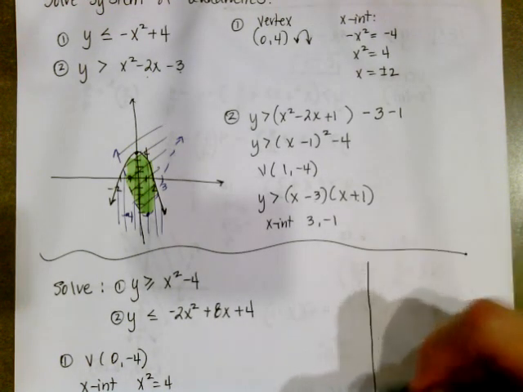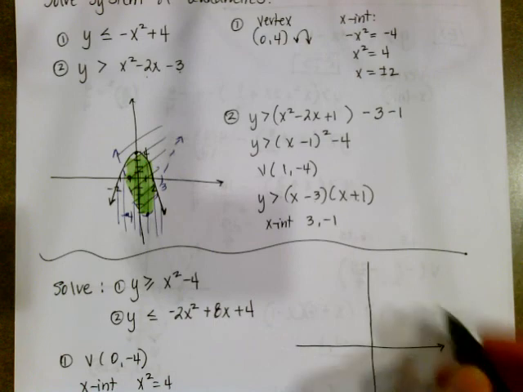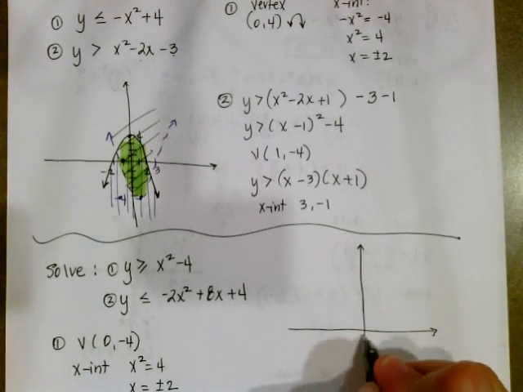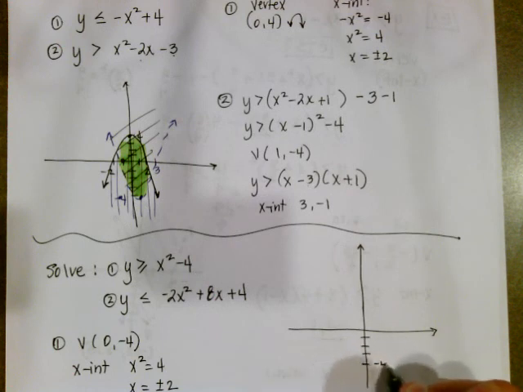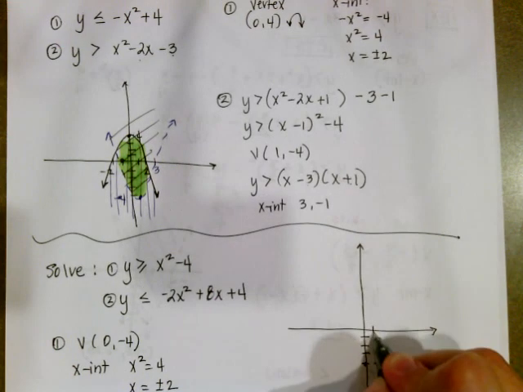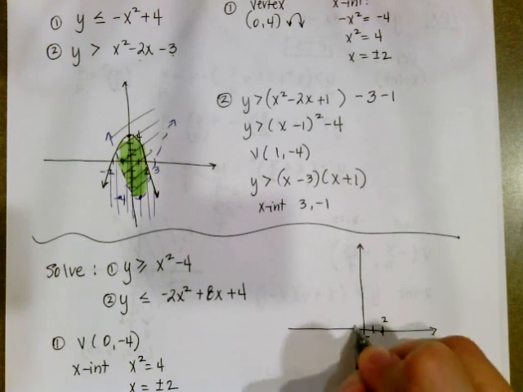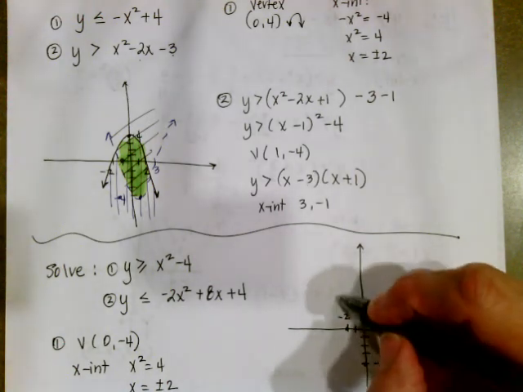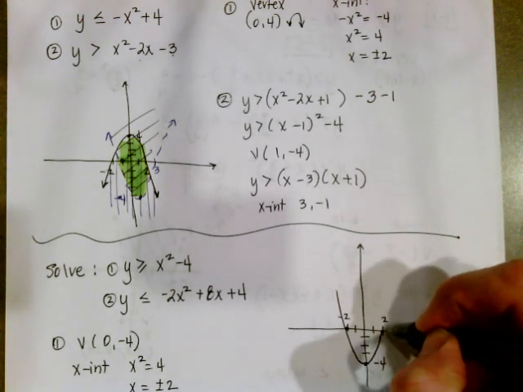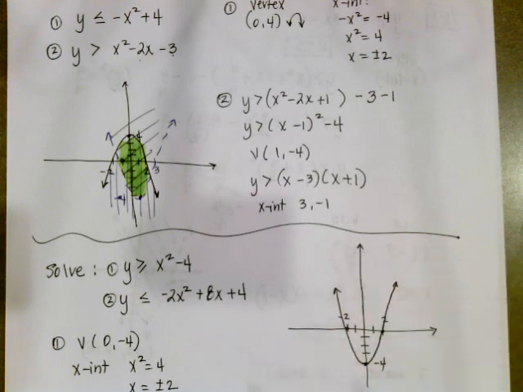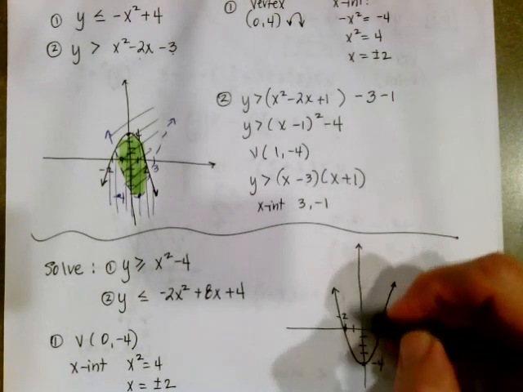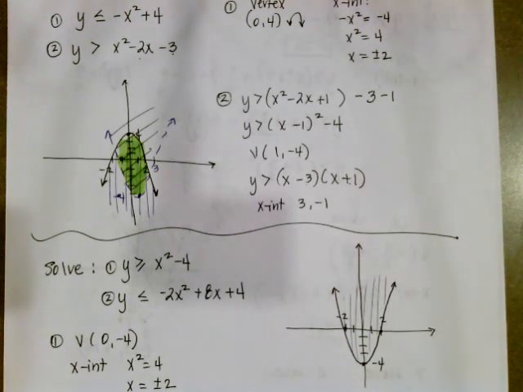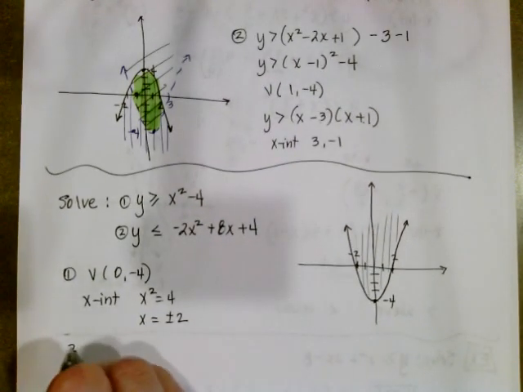And I'm going to go ahead and put that information on my graph so I can do one at a time. Okay. My vertex was at 0, 1, 2, 3, 4, negative 4. There's my vertex. I have an intercept at 2, and I have an intercept at a negative 2. It said greater than or equal to, so my line is solid. Connect the dots. Greater than or equal to means I shade up.